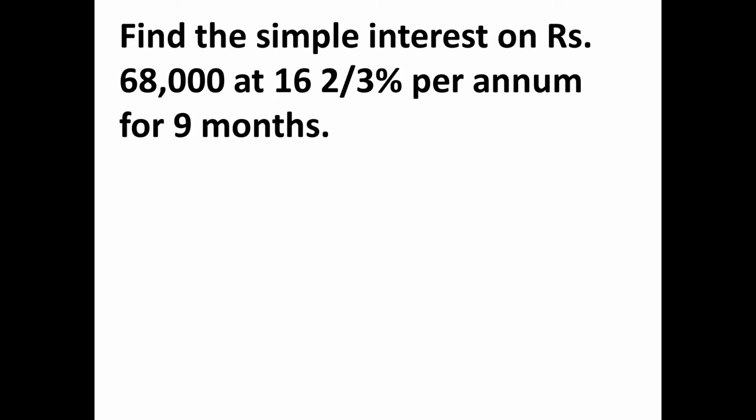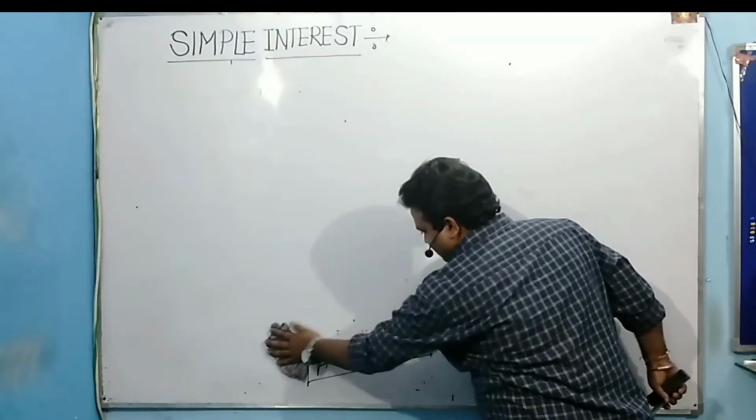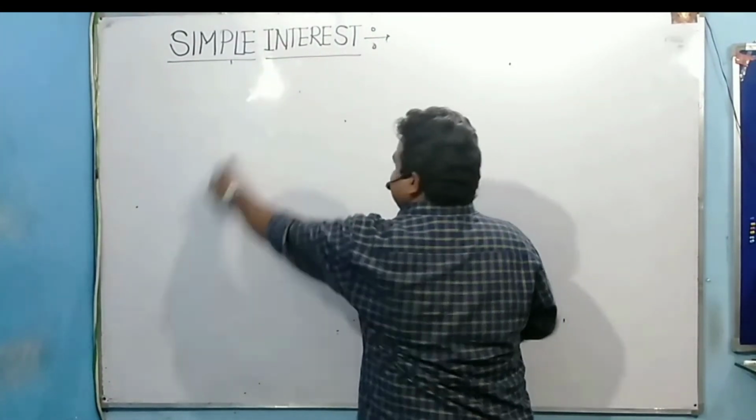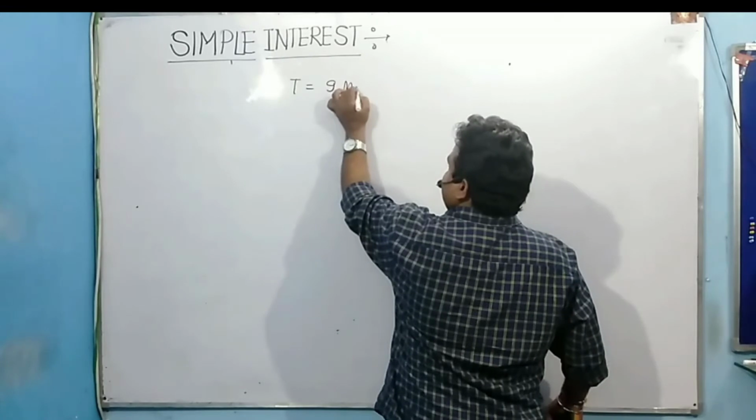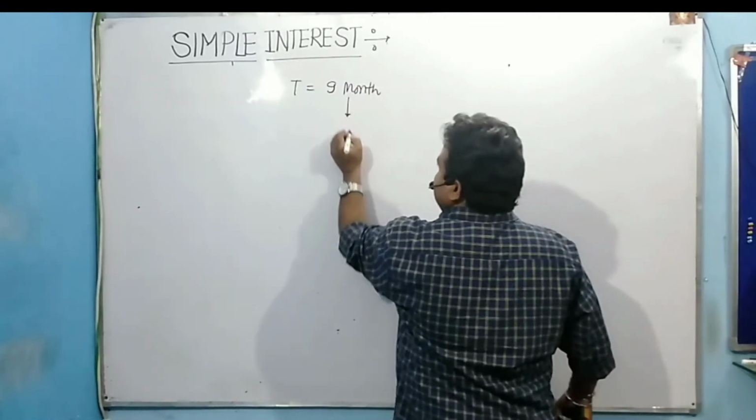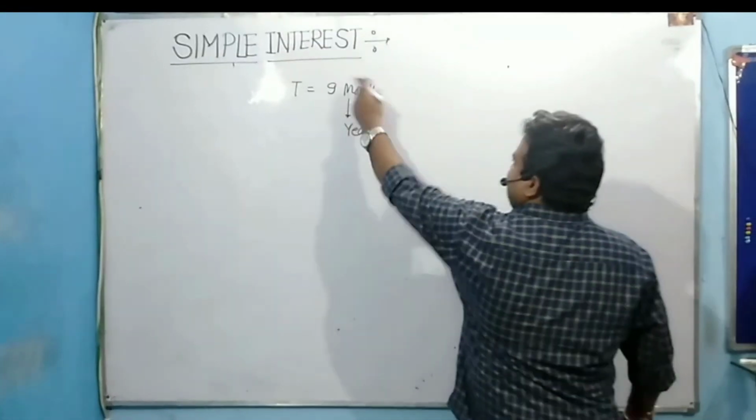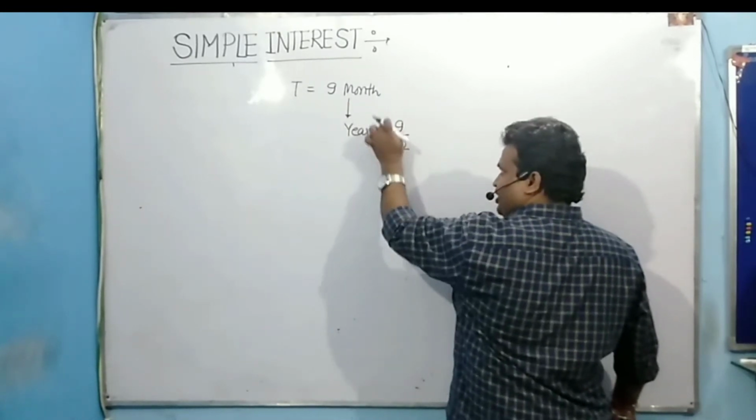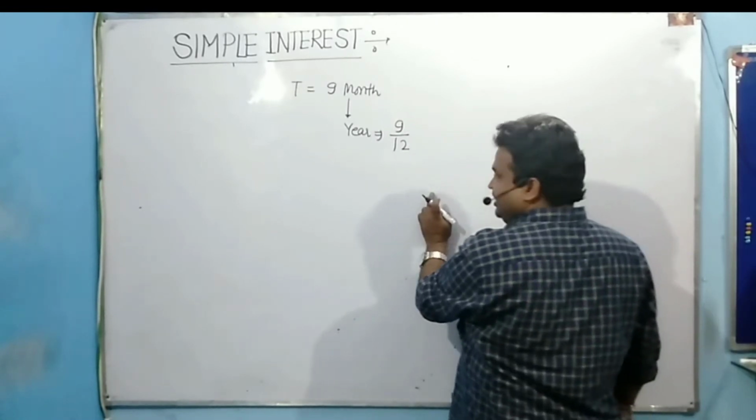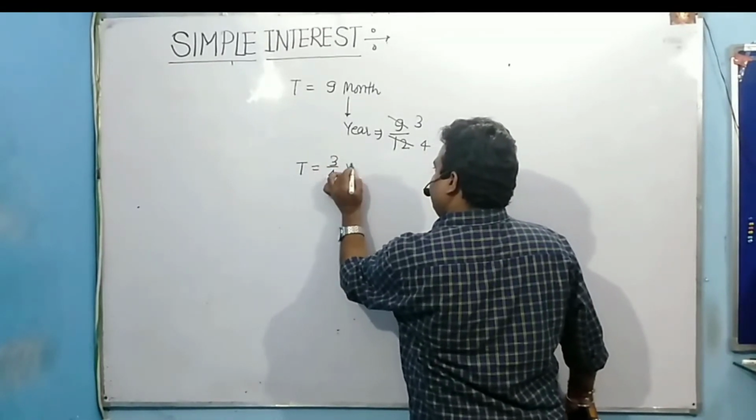So the time is given as 9 months. First you convert these 9 months into years. Now I am going to tell you how you convert months into years. If any month value is given, suppose in this case the time is given as 9 months, and you want to convert it into years, I know in 1 year there are 12 months, so you divide the month by 12. You write the month value and divide by the number of months in a year, so you will get 3 3s are 9, 3 4s are 12. So the time value is 3 by 4 year.